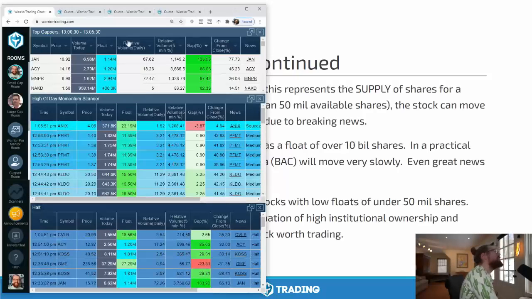So just as an example today, these are the top 3 leading gappers in the entire US market today: JAN, ACY, MNPR, and NAKD. The floats: 1.14, 1.2, 2.94, and 436,000 shares. These are low float stocks gapping up between 60 and 133%.